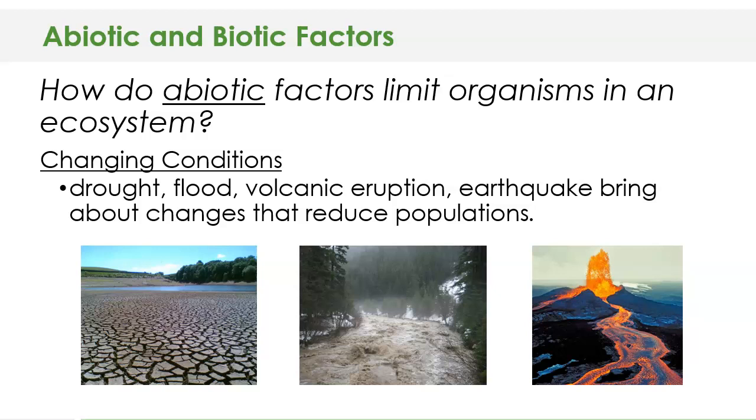Other abiotic factors that can limit organisms in an ecosystem would be various changing conditions in the environment. So drought, flood, volcanic eruptions, earthquakes. Right now in the news, there's a lot about hurricanes that can also have an effect. There are all sorts of weather type events or geologic type events that can have an effect on the survival of populations in an ecosystem.